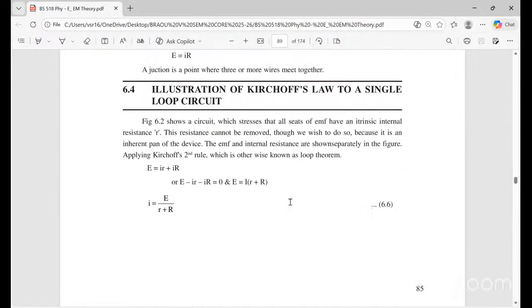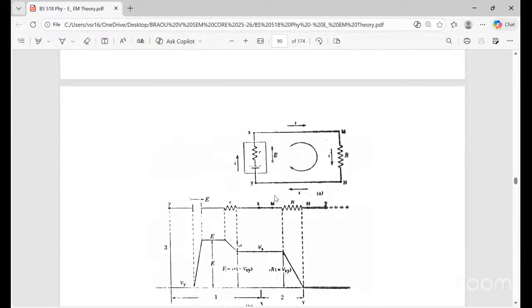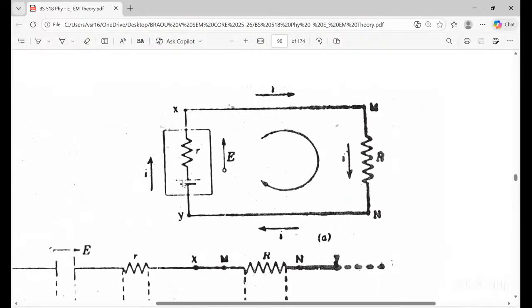So, an illustration of Kirchhoff's law in a single loop. What is the E value in this circuit? You know pretty well, according to KVL, E equals Ir, where small r is the internal resistance, and the current is passing through it. And this is IR.